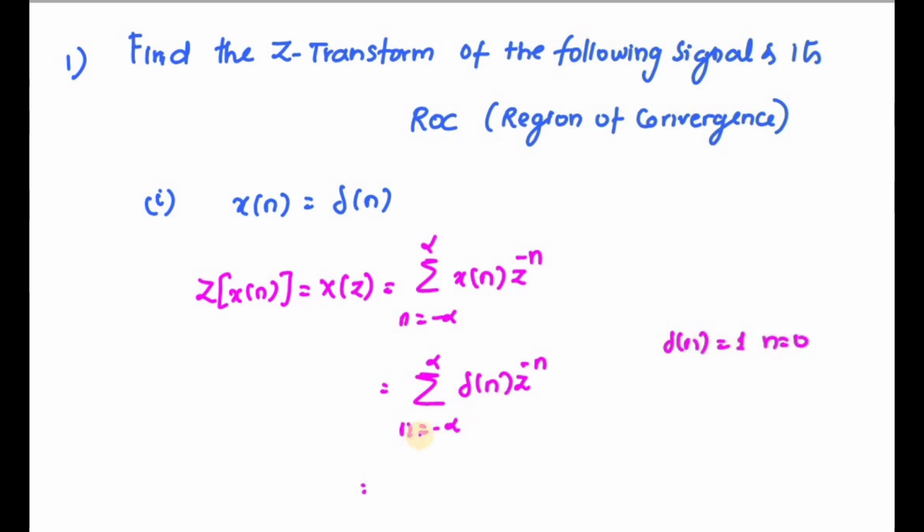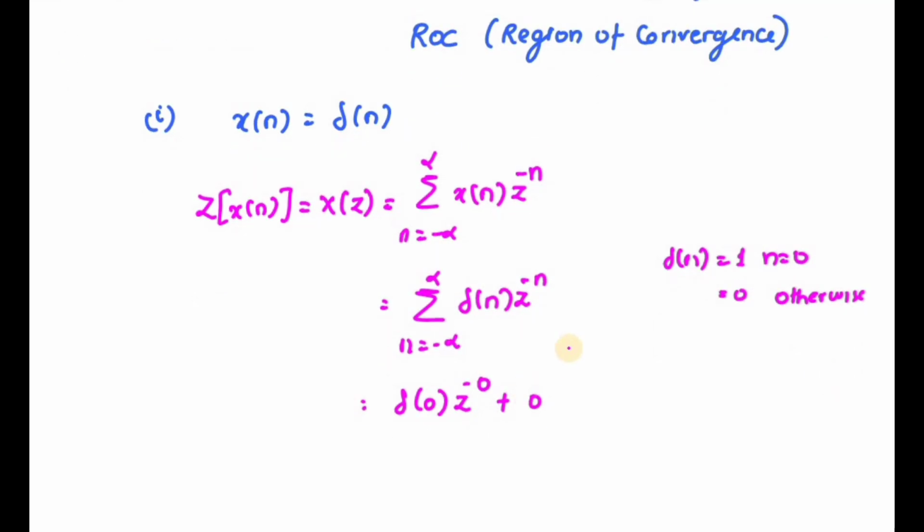So if I substitute n value is equal to 0, z also becomes 0. So I get del of 0 z power minus 0. For the rest of the values it is 0. Since del of 0 is equal to 1, I will get 1. Any z power 0 is 1. So you will get the answer as 1. So here the ROC is the entire z plane.